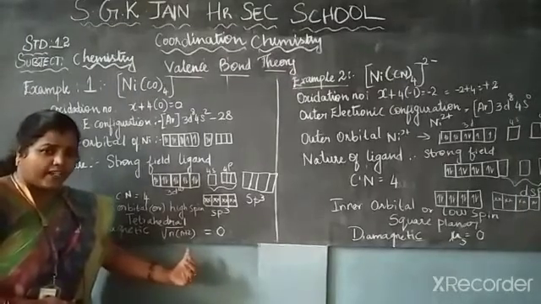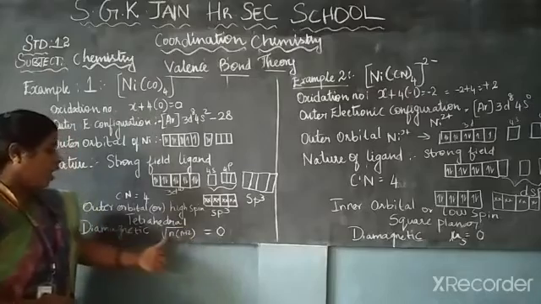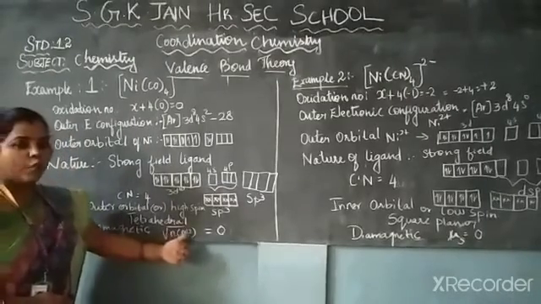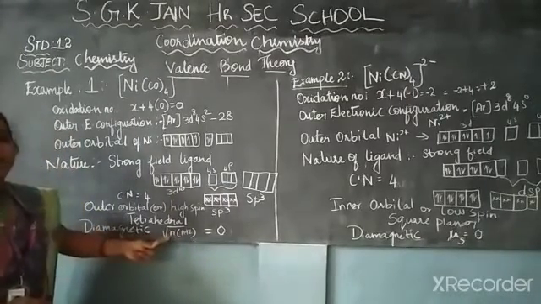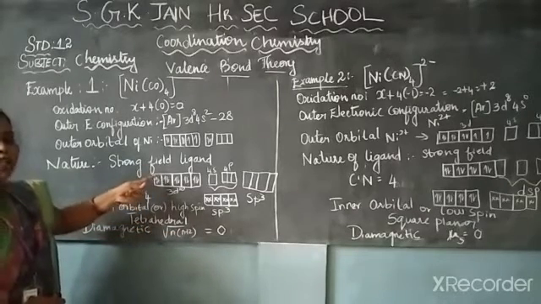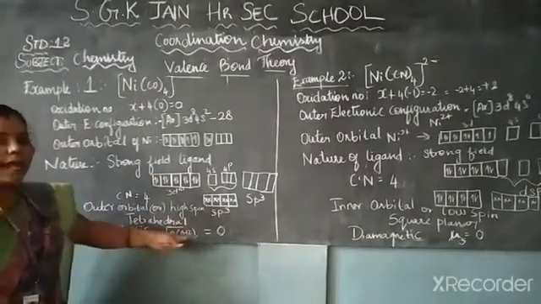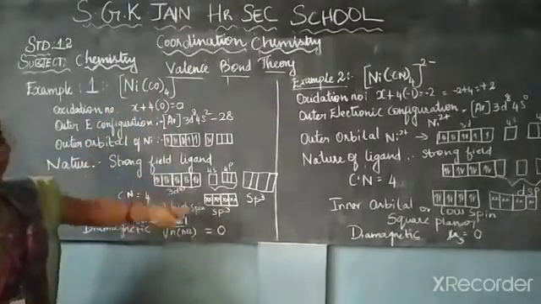Then we have to find the magnetic moment based on this formula, root n into n plus 1, where n is the number of unpaired electrons. Here there are no unpaired electrons, because all of them are paired up. So n equals 0, and the magnetic moment of this compound will be 0.